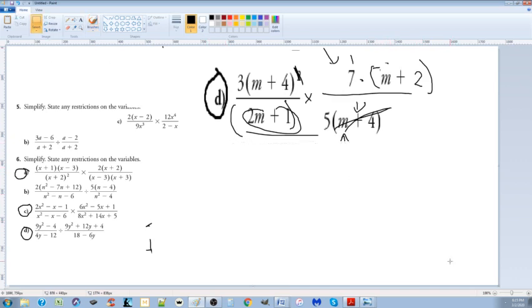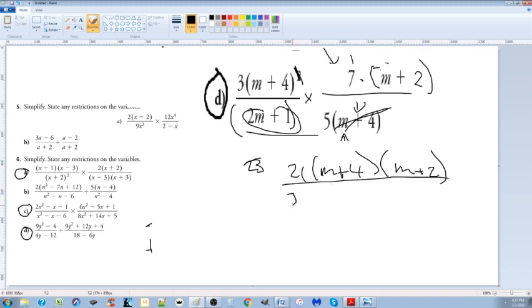And so what are we left with? We're left with 3 times 7 up top, so 21. We're left with m plus 4, because there was 1 left over. We're left with m plus 2, because there's nothing down below that's m plus 2. Down below, we're left with 2m plus 1 in brackets, and we're left with a 5, so we'll just put the 5 out front. So we got 21 over 5, and then these things. And I think that should be plus like that. Sorry about my writing.